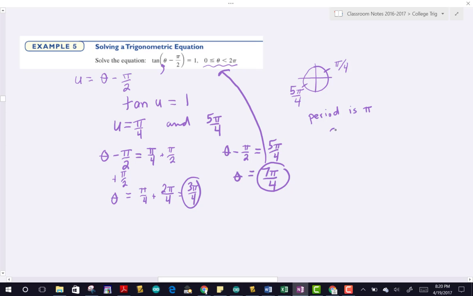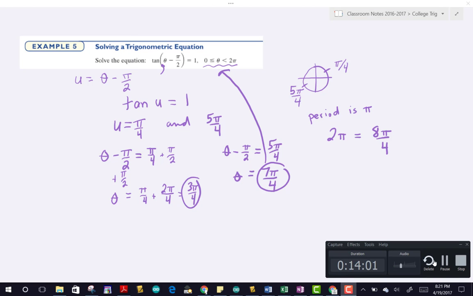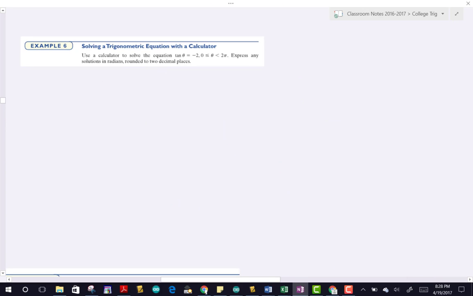We look at our denominator of 4. 2 pi is equal to 8 pi over 4. If I try to add pi to this solution, that would be 4 pi over 4. That would be outside of the range. If I add 4 pi over 4 to this solution, that takes me to 7 pi over 4. So those are our only two solutions in the domain that they gave us.